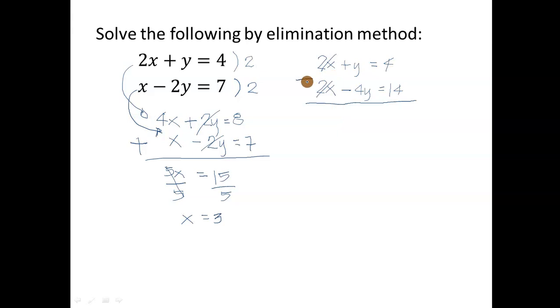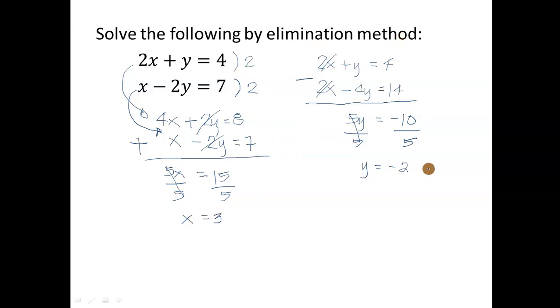Then y minus negative 4y equals positive 5y. Okay? And then 4 minus 14 will be equal to negative 10. So therefore, for the value of y, we will divide both sides by 5. This is also 5. Then cancel the 5. We have y equals negative 2. So these are the solution of this particular system of linear equations. We use the elimination method.